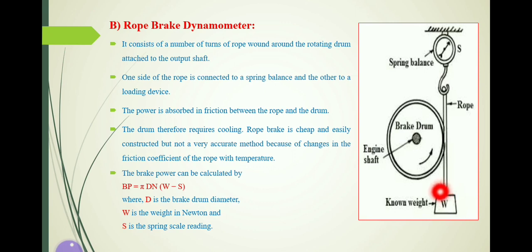At one point, as the weight is increased, the rope applies more pressure on the brake drum, so the speed of the brake drum decreases, and the engine shaft also rotates at lower speed. As we increase the weight, the speed decreases. At one point the weight applied will make the engine shaft stop rotating completely, and that weight we have to consider.